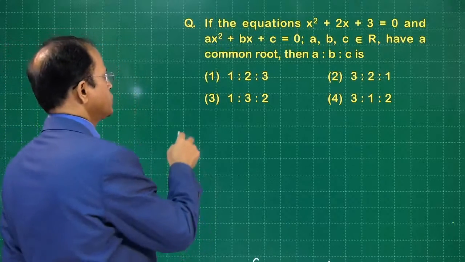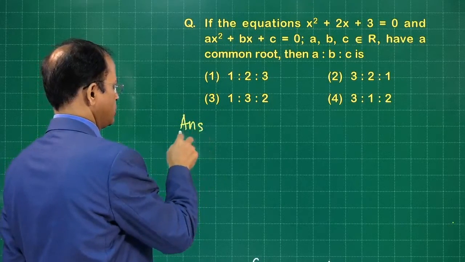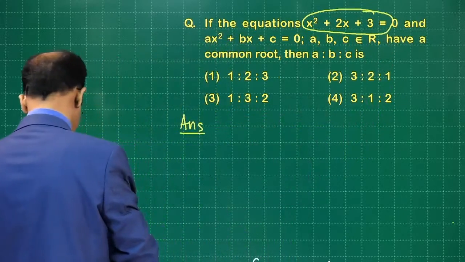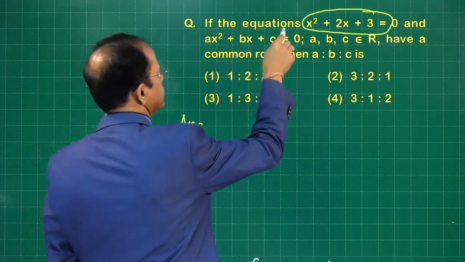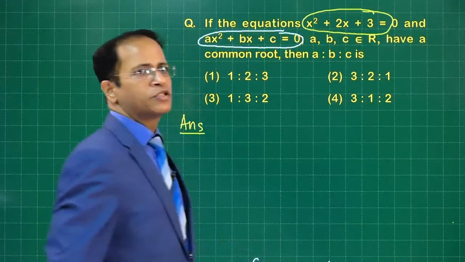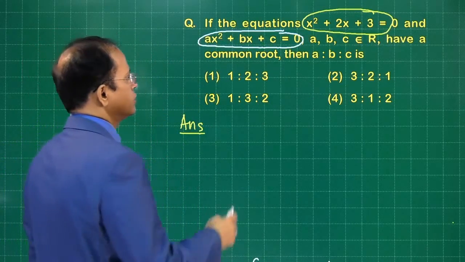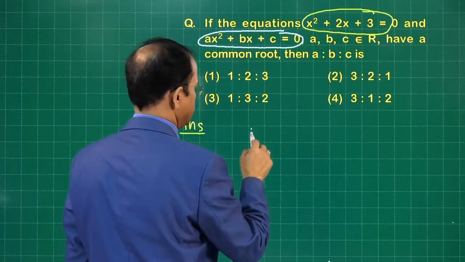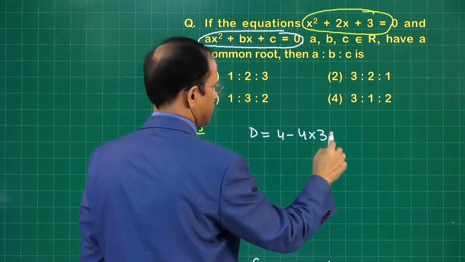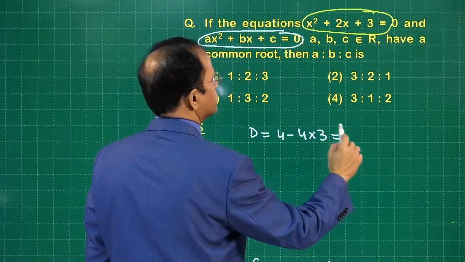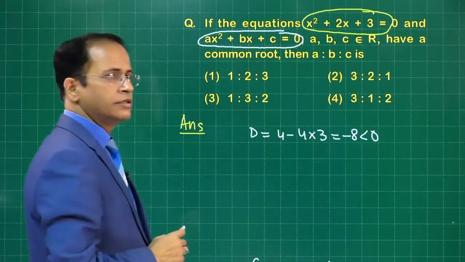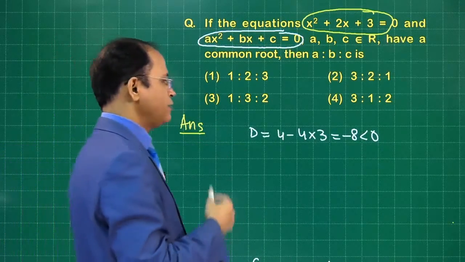Yes, okay. So you see how this question is going to be a very interesting one. Here x square plus 2x plus 3 is equal to 0 is given, right? Now here a, b, c are variables, and here we have x square plus 2x plus 3, so there is a huge difference. Now, if I find D, it is 4 minus 4 into 3, which comes out negative, minus 8, which is less than 0. That means non-real, imaginary roots.